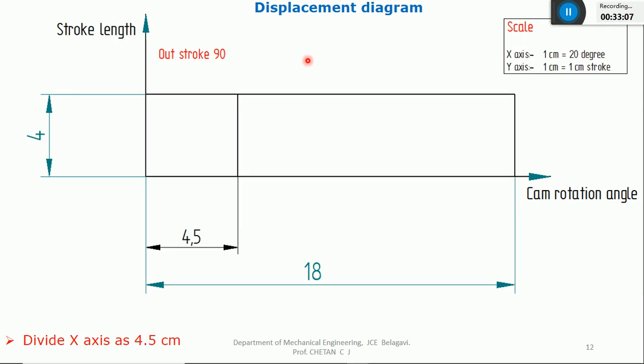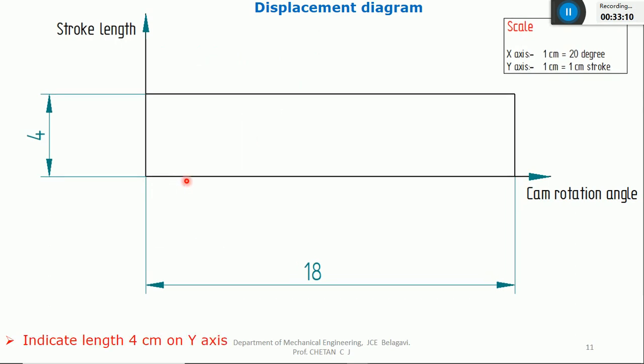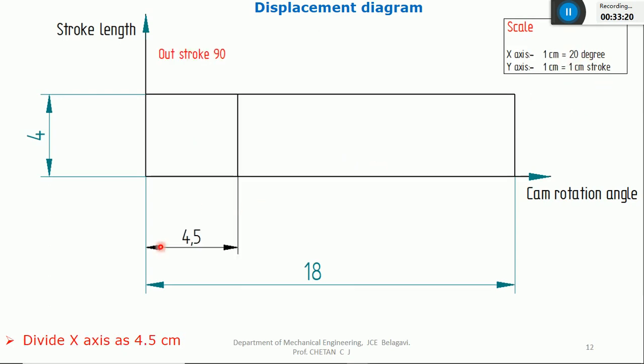After that, what I will do first, I'll indicate the 4 different angles. The first angle is how much? The outstroke angle is 90 degree. Correct. 90 degree means how much? 90 by 20. So you have to indicate 4.5 because 1 centimeter is equal to 20.